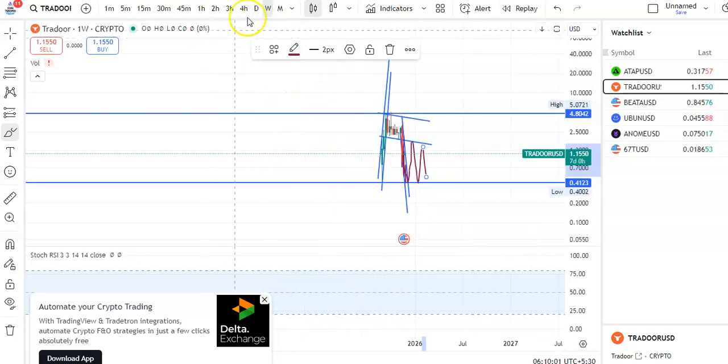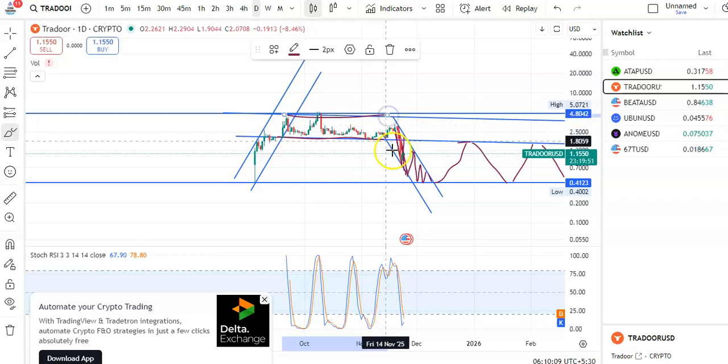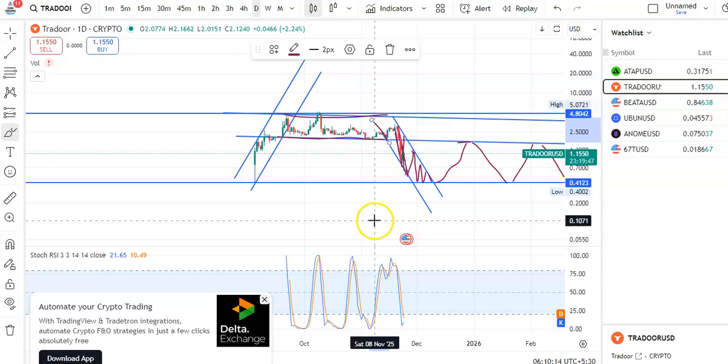Okay, so you can see that continuously the candles are moving in this downtrend channel pattern. Previously it was moving in this channel pattern. Now it is moving on the downward side. So you can see that.